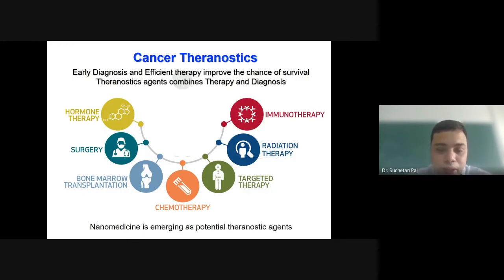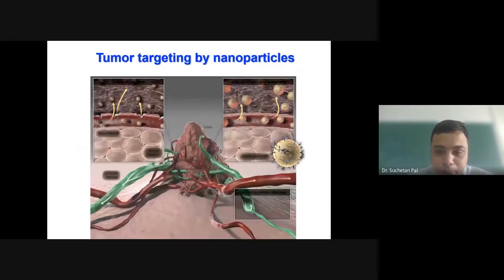Nanomedicine is an emerging field which combines diagnostics and therapy. Theranostics is a combination of therapy and diagnostics. Nanomedicine can do both therapy and diagnostics in one all-in-one platform. You need to inject just one nanomedicine, and it can do therapy as well as diagnostics, right? So how do these nanoparticles go inside the tumor specifically?